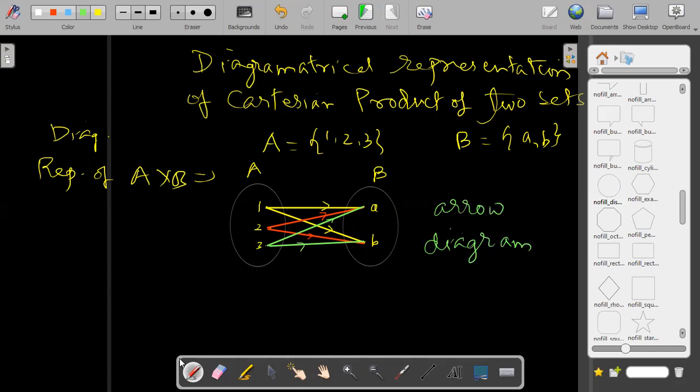Then we have ordered triplet and some theorems on Cartesian product. After that, relations will start.